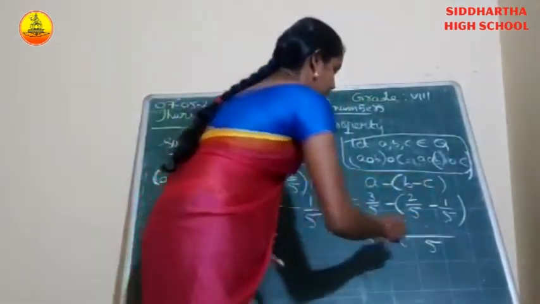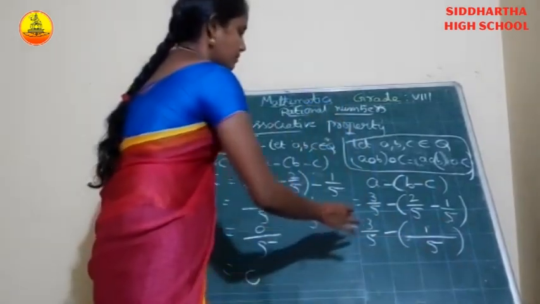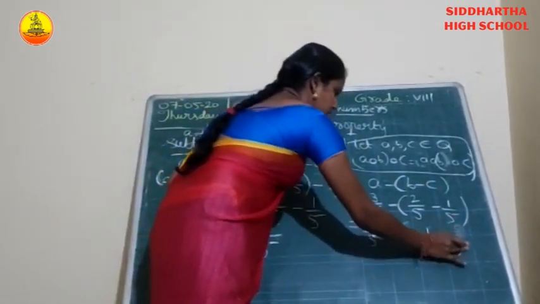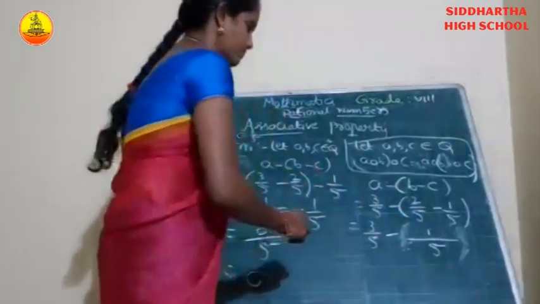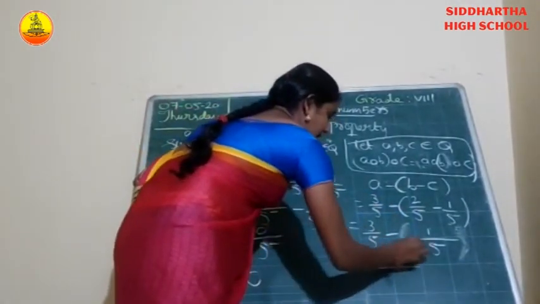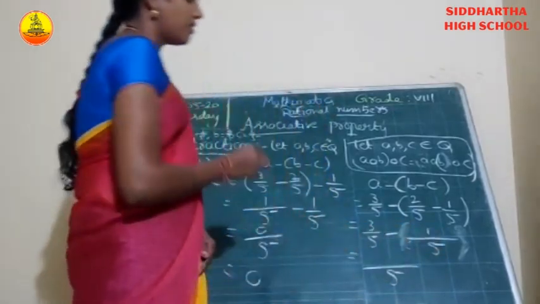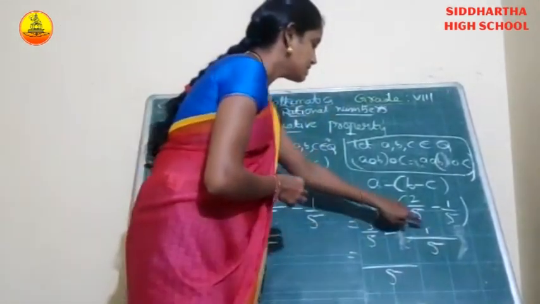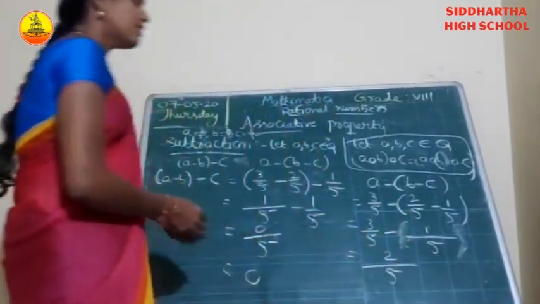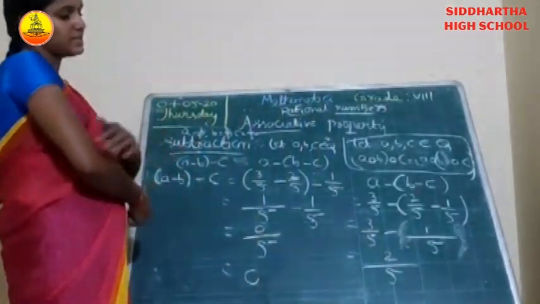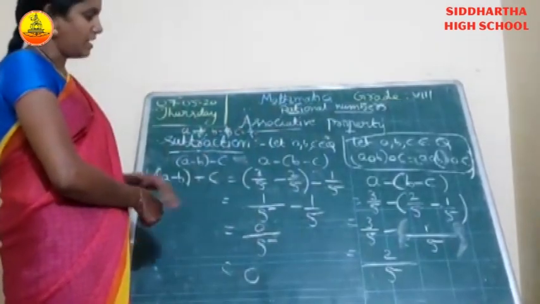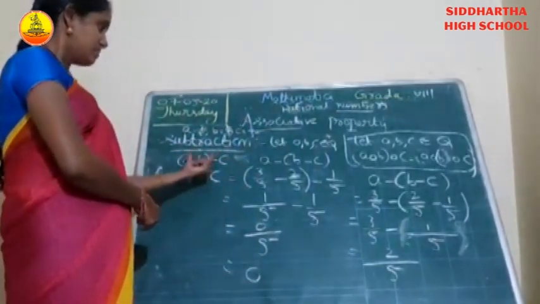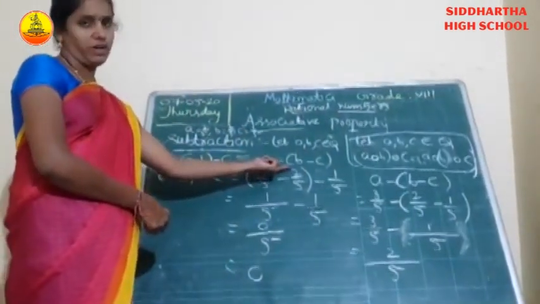Now 2 minus 1, 1. Now remove the bracket because we got one number, no? So remove the bracket. Now 3 by 5 minus 1 by 5. Again both have the same denominator, so write the common denominator. 3 minus 1, 2. So what is the value of A minus (B minus C)? The value of A minus (B minus C) is 2 by 5. And the other value is 0. This value is 0. This value is 2 by 5.